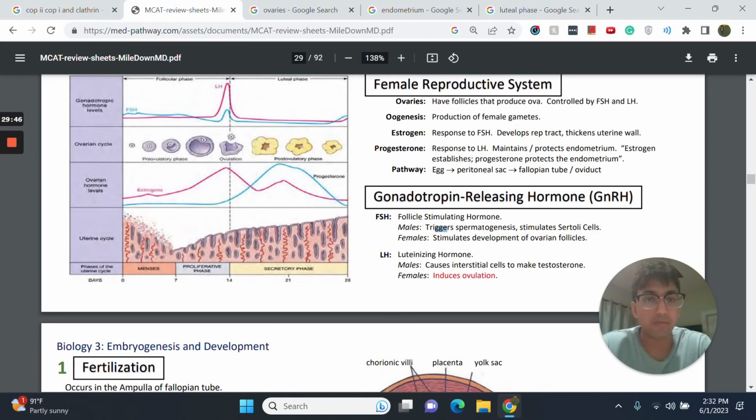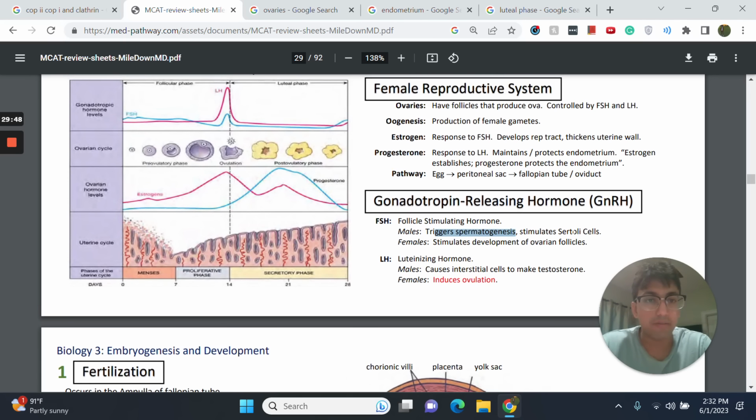So it triggers spermatogenesis in males. And remember, Sertoli cells are the cells responsible for spermatogenesis, so it's stimulating Sertoli cells. And in females, it's stimulating the development of the ovarian follicles, which are contained in the ovaries.